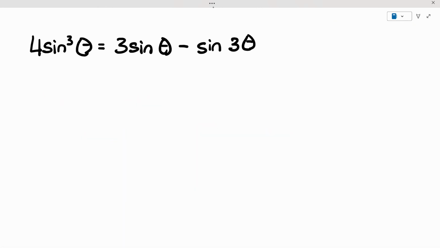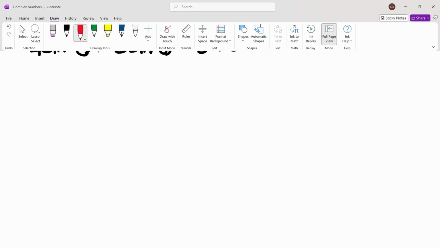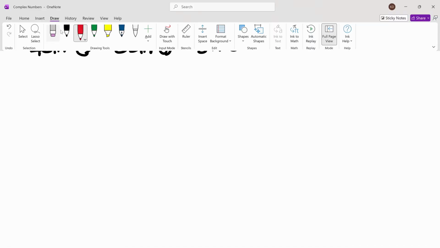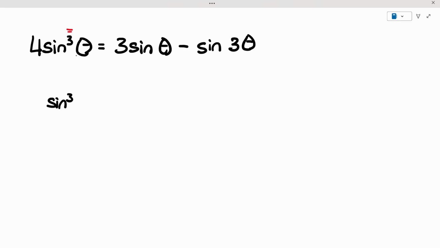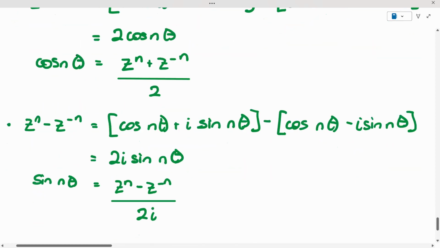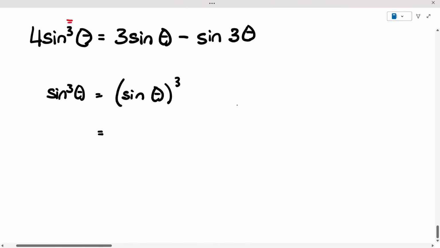Right. So for this example, what we want to note is the highest power of sine is sine cubed. So what we might want to do is take sine cubed theta, which is of course sine theta to the power 3. Now what could we do with sine theta? We could write sine theta using these identities. So instead of z^n, we have z to the minus 1. So z to the 1 and z to the minus 1.